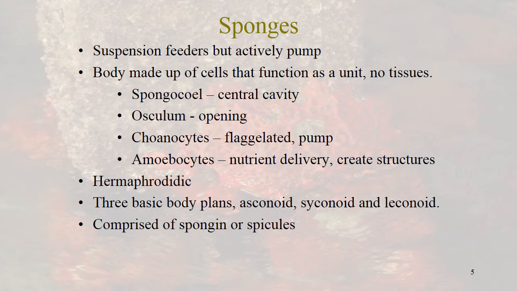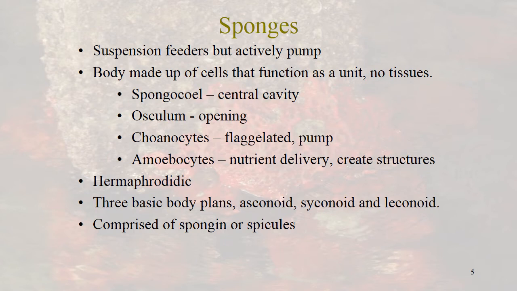The other cell type that we're going to look at on the sponge is the amoebocyte, and they're responsible for nutrient delivery and the creation of structures. So if the choanocyte is pumping and catching food, the amoebocyte takes care of everything else. Sponges are hermaphroditic, which means they have both male and female parts. We will see on most of the basal animals that we do have hermaphroditic conditions. As I mentioned before, there are three basic body plans. The most simple, asconoid, the second most simple, the syconoid, and then the more complex leuconoid.